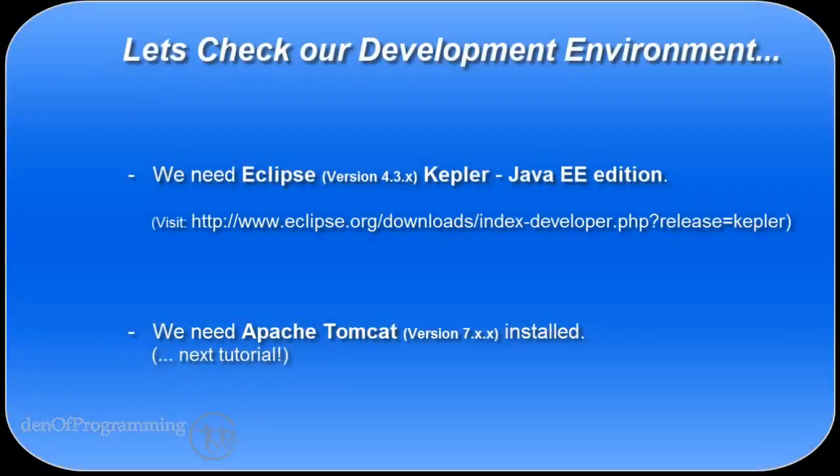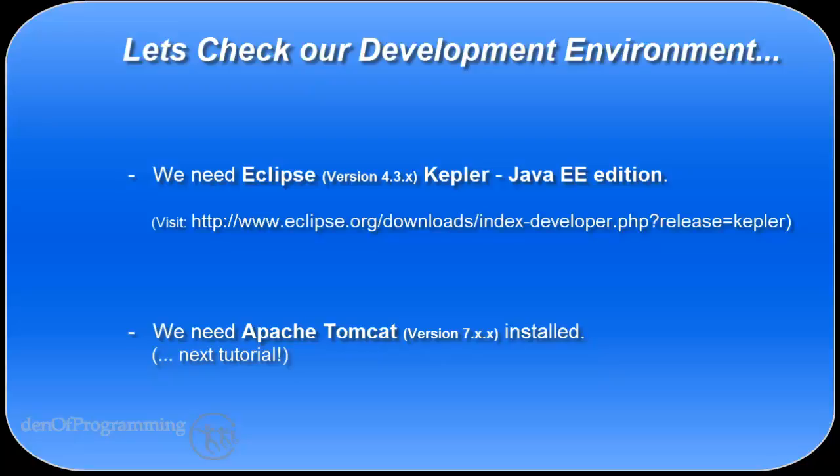Well, we first need to check our Eclipse environment to make sure it's version 4.3 or Kepler, but it also needs to be the Java EE edition. Now this is important because the Java EE edition of Eclipse includes the plugin for the Web Tools platform, and it also includes the Maven integration with the Web Tools platform. Now don't worry about what those things are at the moment because we'll be covering those and what they do in a lot of detail in the coming tutorials.